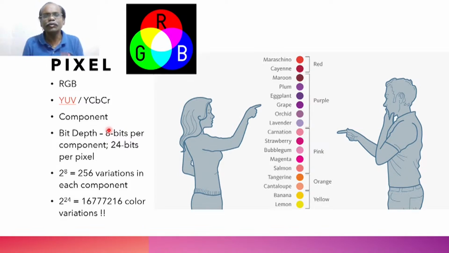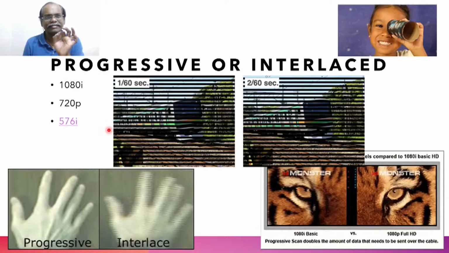Now let's get into a very important point called progressive or interlaced. This is a very, very important feature specification. In the very old days, when the camera was invented and used, people were not able to capture images fast enough. Like we said, 24 images have to be captured in a second so that we can show the brain that it's a video. 24 was not at all possible, that too for a full frame.